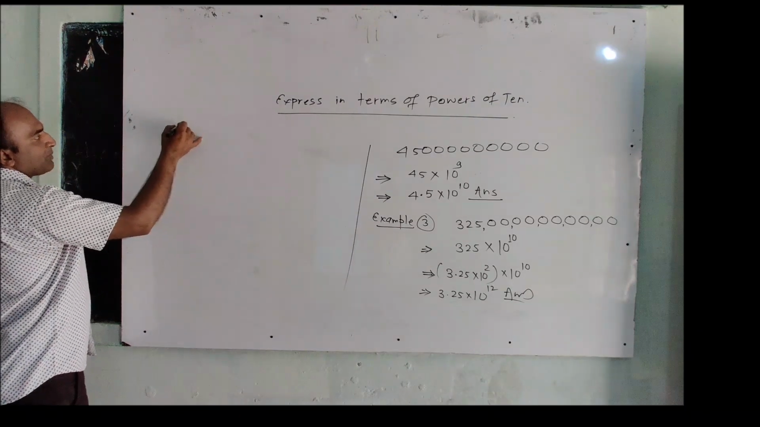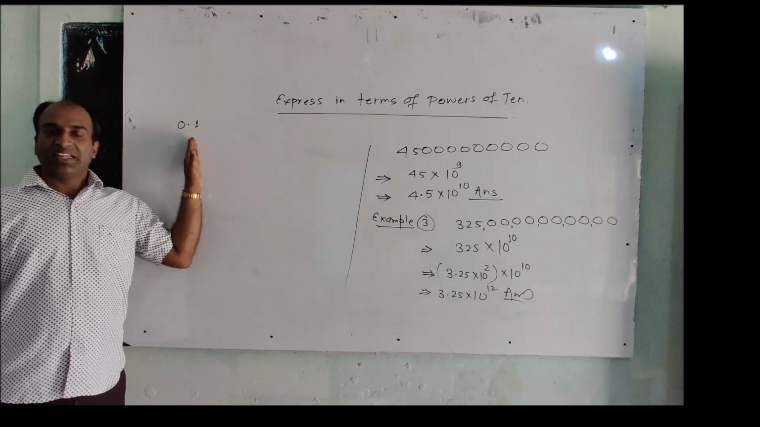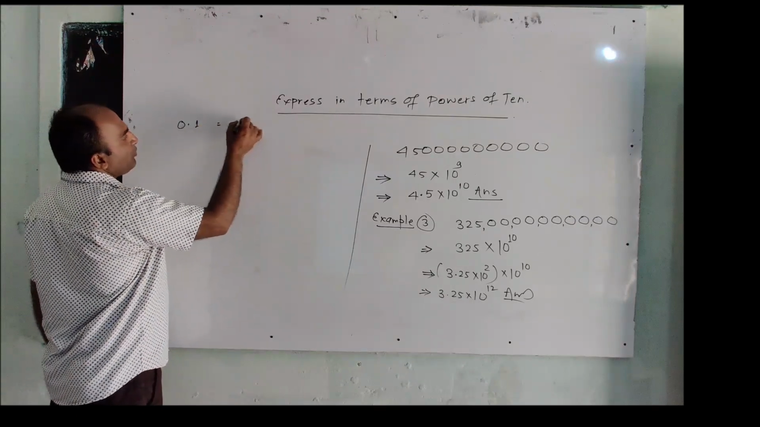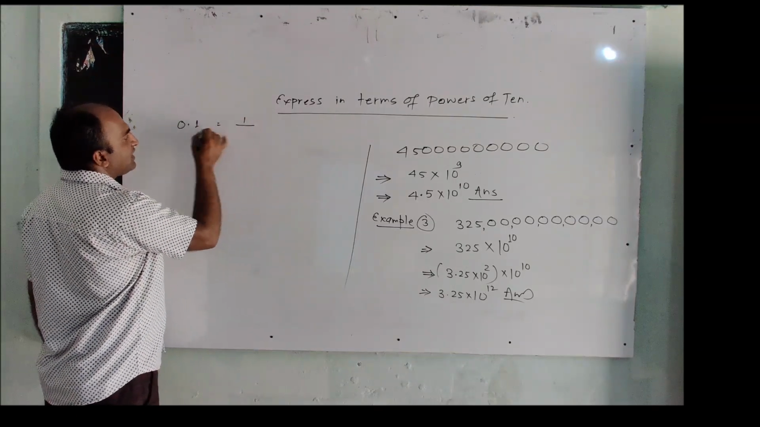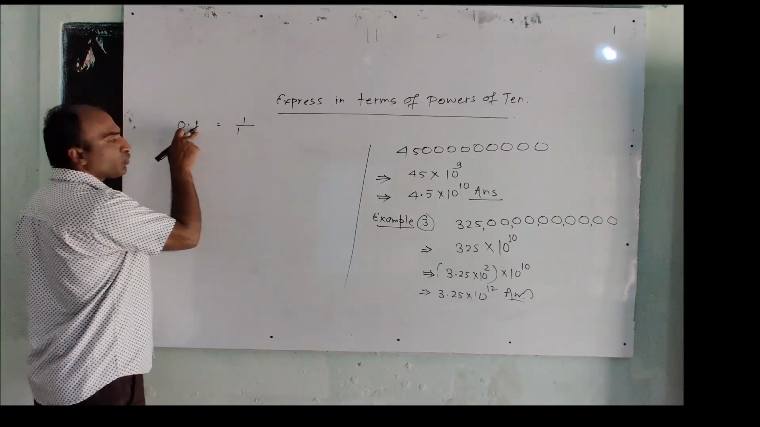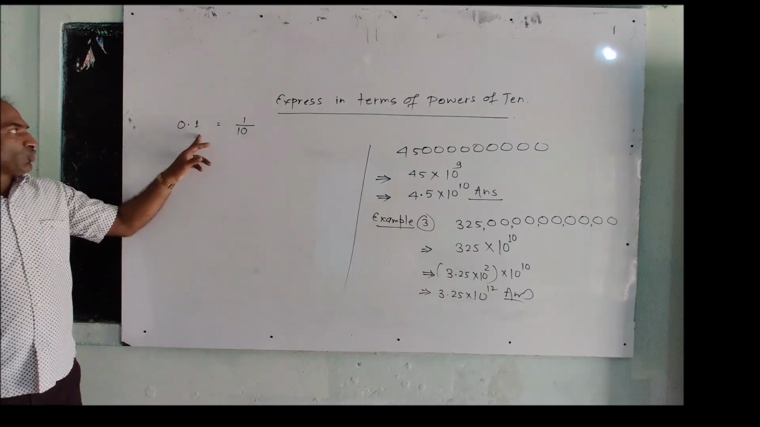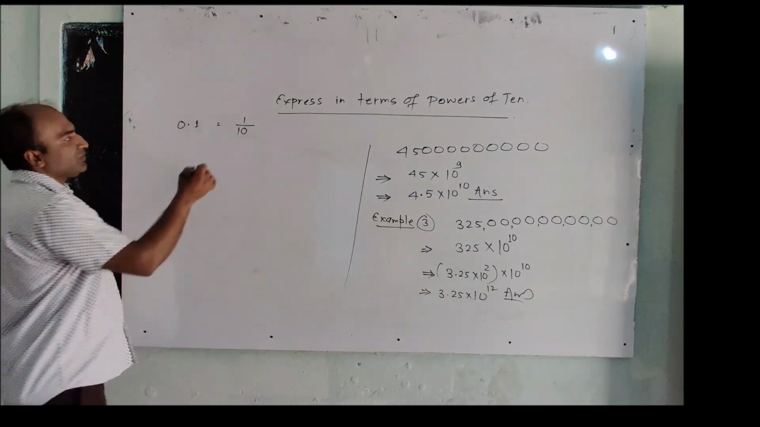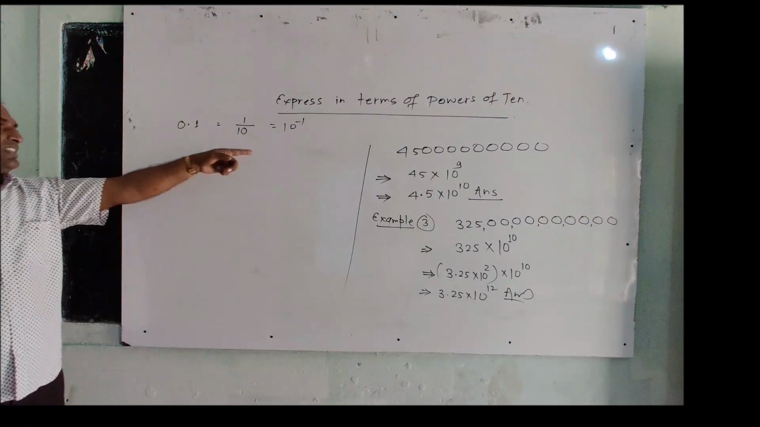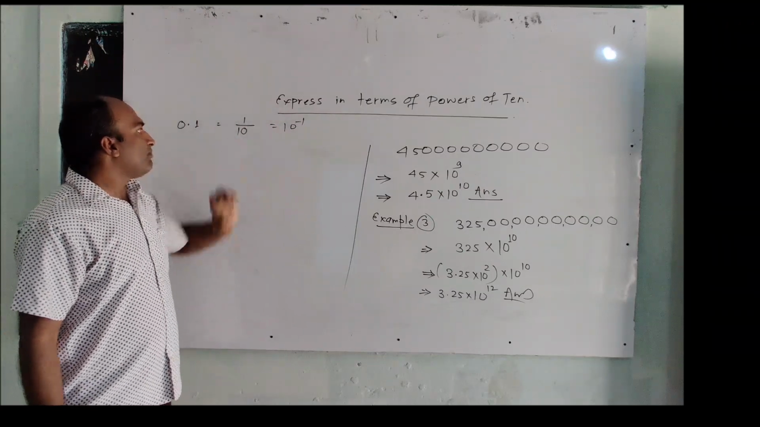In the same way, suppose 0.1 is given and we have to express it in terms of powers of 10. Here for 0.1, we write 1 divided by, and for the decimal we write 1 and then as many zeros as there are numbers. There is only one number, so we write one zero, and this is equal to 10 to the power minus 1, following the law of indices.